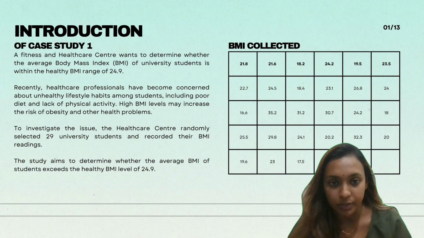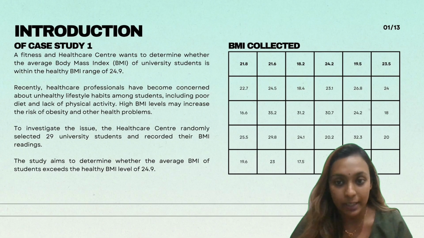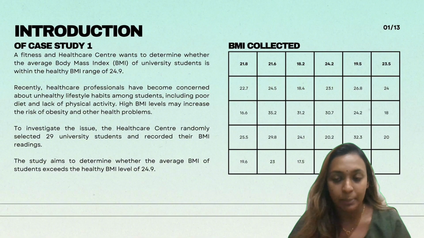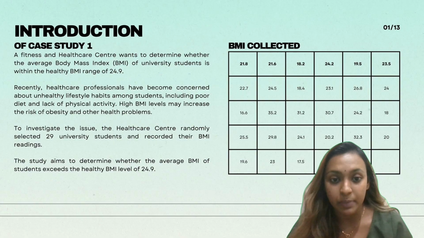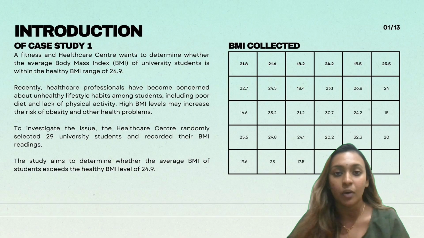other related health issues. To examine this issue, a healthcare center randomly selected 29 university students and recorded their BMI readings. The collected BMI values are shown in the table on the right. Our objective is to determine, using statistical hypothesis testing, whether the average BMI of these students is significantly higher than the healthy BMI benchmark of 24.9.